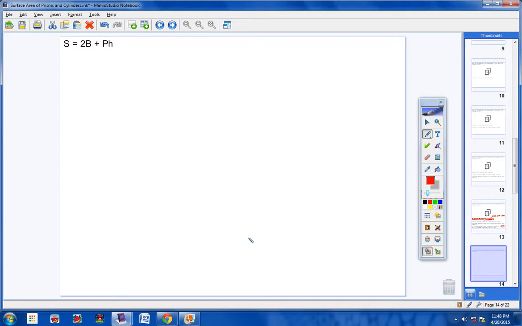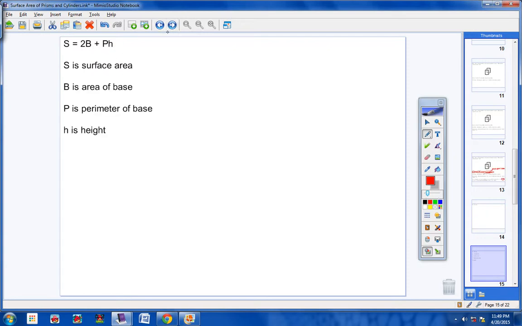Capital S equals 2 times capital B plus capital P times H. Now, after you've copied that down, you're going to want to know what some of these letters stand for. So here they are. I would make note of this. Capital S stands for surface area. So this formula helps us find the surface area.